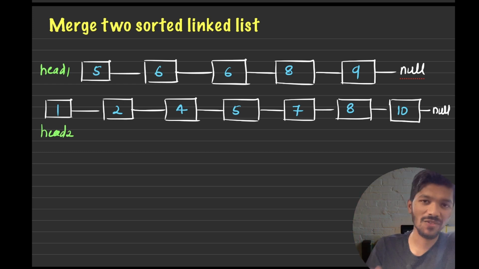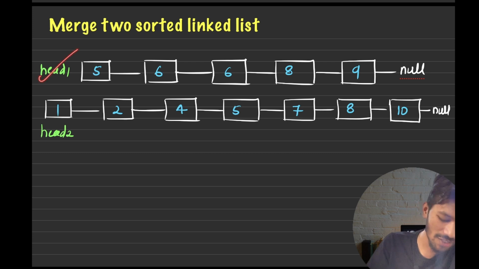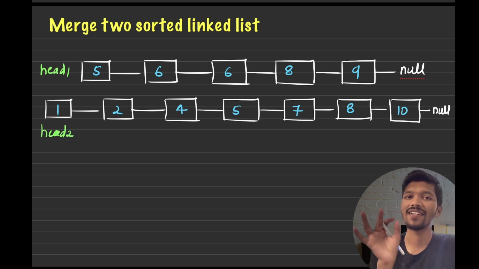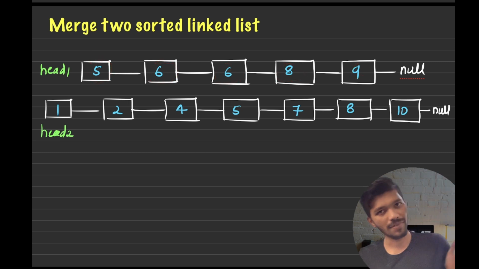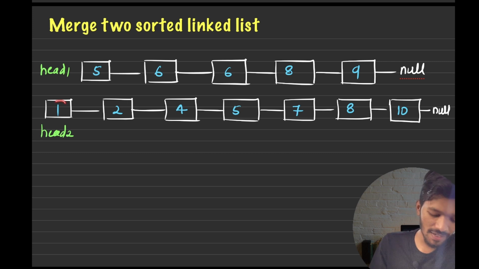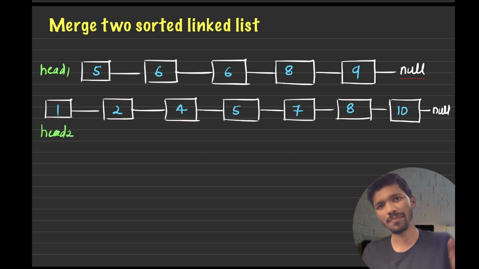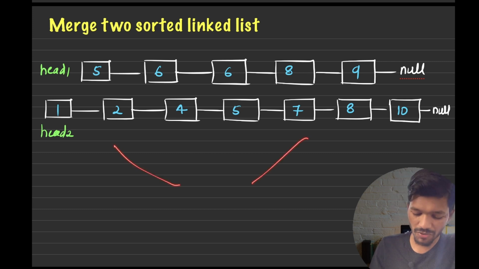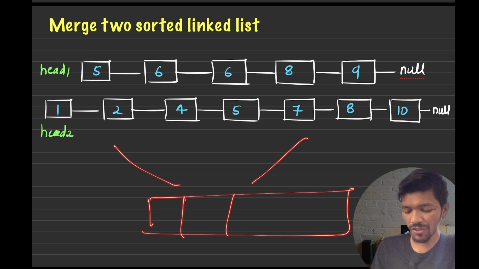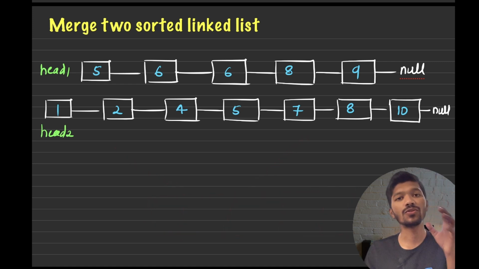So what the question basically says is that we will be given two linked lists and both the linked lists are sorted. If you observe carefully, 5, 6, 6, 8, 9, this linked list is completely sorted, and another linked list 1, 2, 4, 5, 7, 8, 10 is also completely sorted. We need to combine both the linked lists, and whatever combination we get also needs to be sorted. So I hope you understood the meaning of the question.